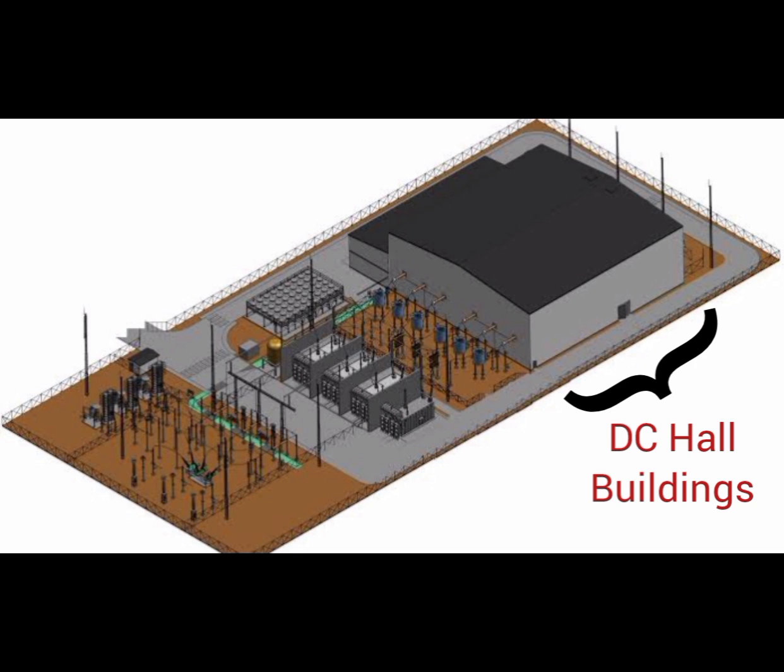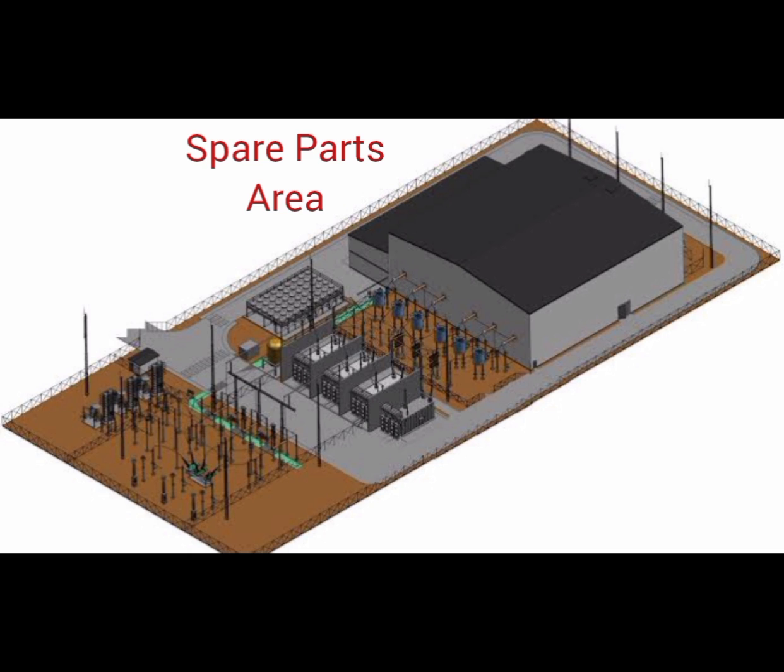DC hall buildings. House the DC switching and filtering equipment. Typically located indoors, adjacent to the valve halls. Purpose: provides a controlled environment for the DC switching and filtering equipment. Protects the equipment from harsh weather conditions and other external factors. Spare parts area. Typically located adjacent to the valve halls or DC hall buildings. Purpose: stores spare parts and equipment for maintenance and repair purposes.